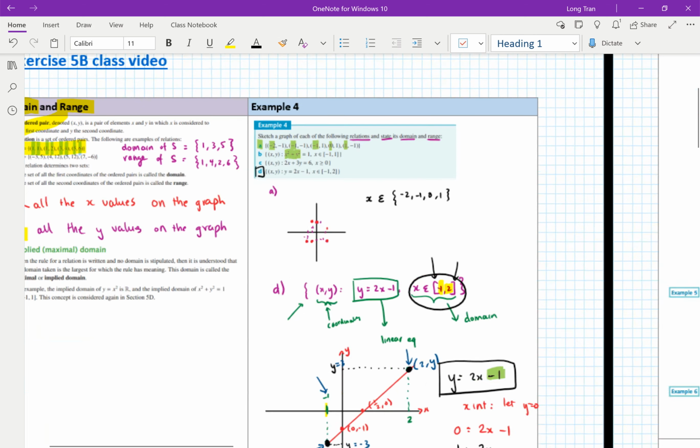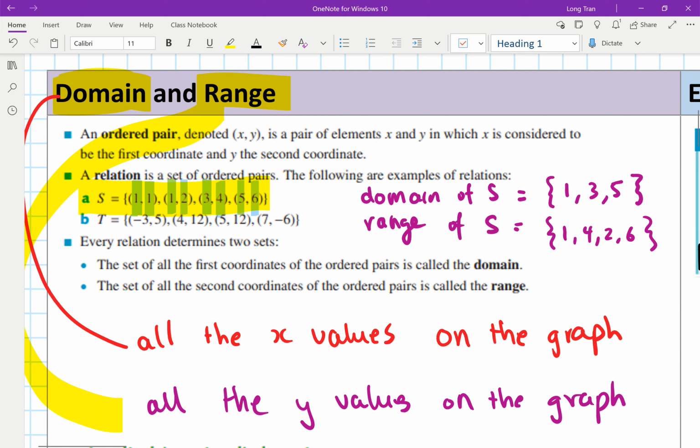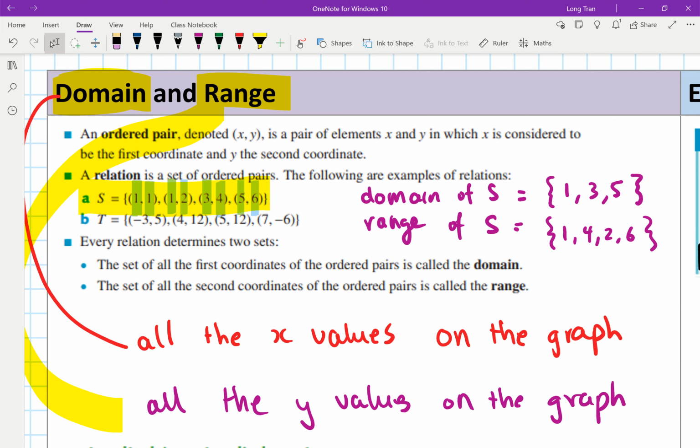And I previously mentioned that a relation is a set of ordered pairs, based on what they're saying here. I'm just going to rub it out so you can see what I mean. A relation is a set of ordered pairs. As long as you've got a set of coordinates, it doesn't matter what set of coordinates, that becomes a relation.